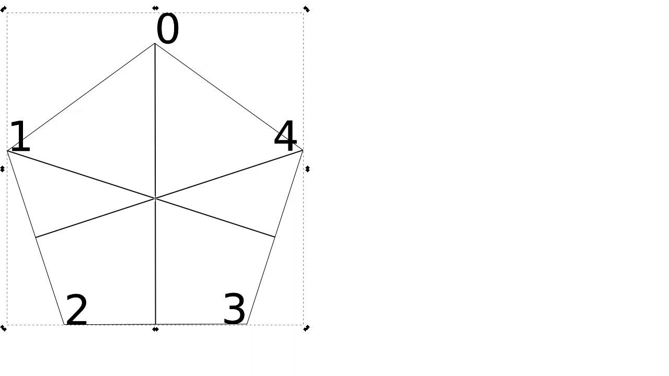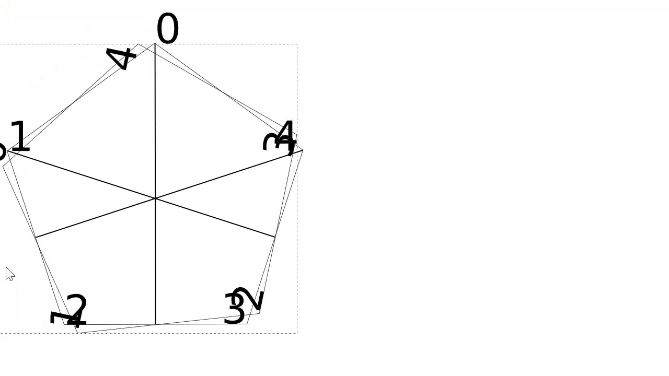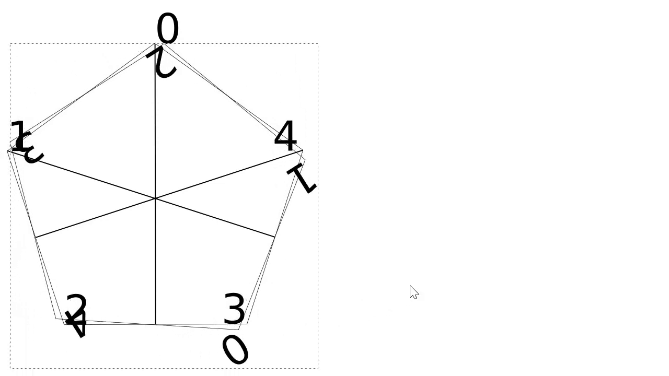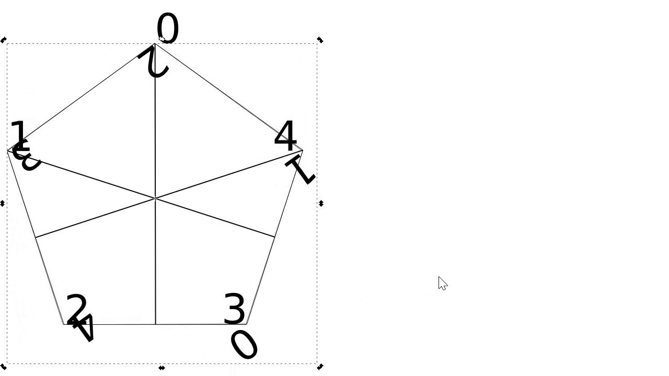Let's start with a rotation of 3. That will bring 0 to 1 to 2 to 3. So we know this has brought us all the way to 3.